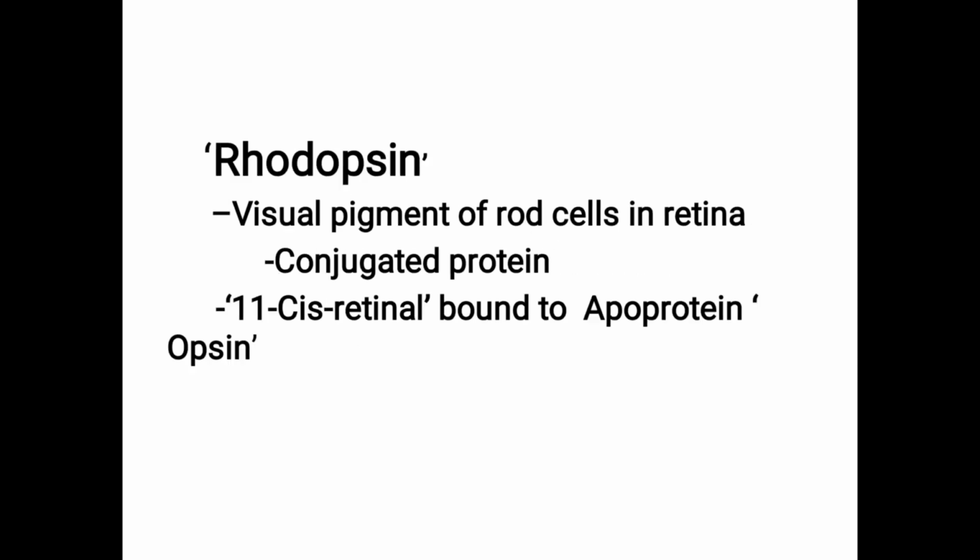So rhodopsin. What is rhodopsin? It is a protein which contains the visual pigment of rod cells in retina. It is a conjugated protein, where 11-cis retinol is bound to the apoprotein opsin. The apoprotein is the protein part of the molecule.